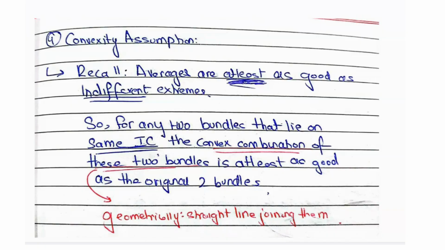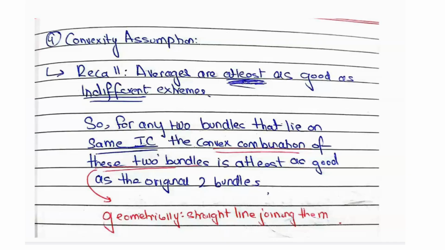So let's recall what convexity is. Convexity says that averages are at least as good as indifferent extremes. For any two bundles that lie on the same IC, because you're indifferent between them, because bundles that lie on the same IC are those that give the same level of happiness, the convexity assumption says that the convex combination of these two bundles, which is just a weighted average of the two bundles, is at least as good as the original two bundles.